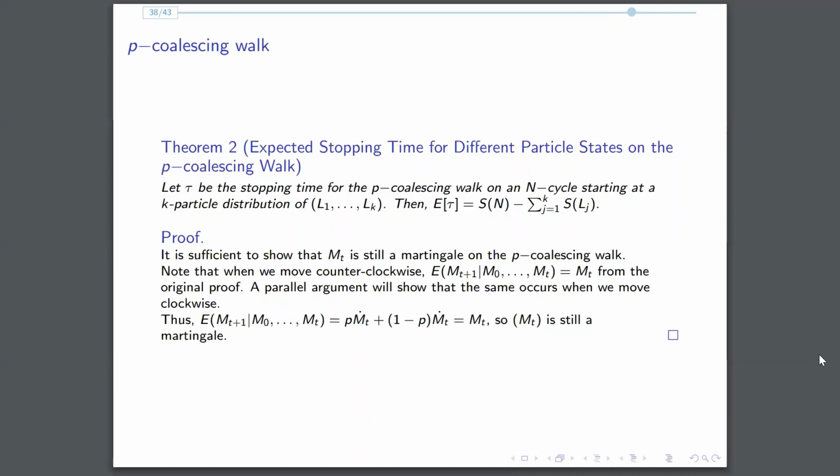Sn minus the sum of all the SLJs. Note that in the previous proof, the only place where we actually introduced how the system works, how the cycle works, is proving that MT, the sequence of empties, is a martingale. Note that when we move counterclockwise, the expected value of MT plus 1, given the history of the process, is MT from the original proof. And a parallel argument will show that the same thing occurs when we move clockwise, so for probability 1 minus p. Thus, the expected value of MT plus 1, given the history of the process, is just p times MT plus 1 minus p times MT, which is MT. So the sequence of MT is still a martingale, and this theorem is proved too.